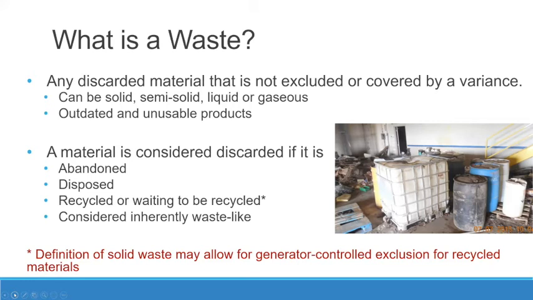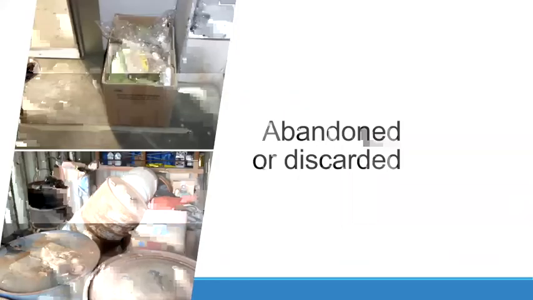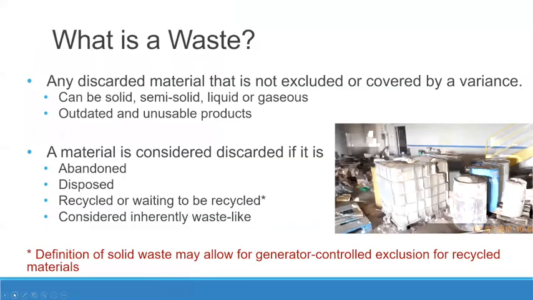It could be outdated or unusable products. A material is considered discarded if it's abandoned, disposed, recycled, or waiting to be recycled. And you say, that's an interesting one about recycling, because I thought recycling was good, and it is. But it still could be classified as a waste, depending upon what's going on with the recycling process, or if it's inherently considered waste-like. And one of the changes, which is actually a great change in the hazardous waste regulations, and that'll be a subject of a future session, is if we get involved in a generator-controlled recycling activity, that material may actually not be a waste, and that's a positive thing. Next slide, Marcy.